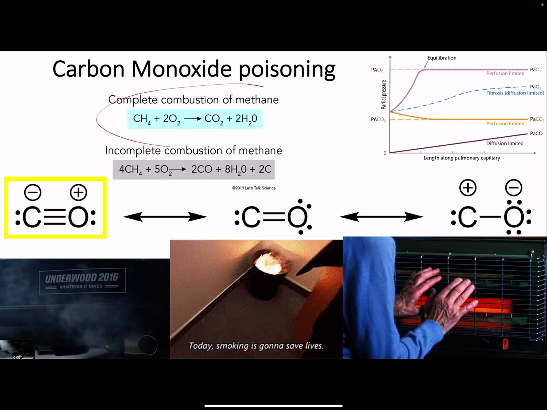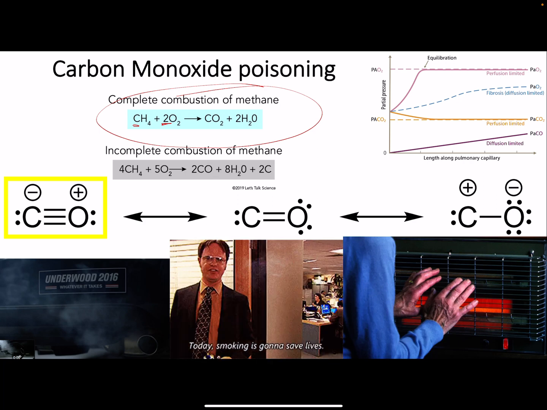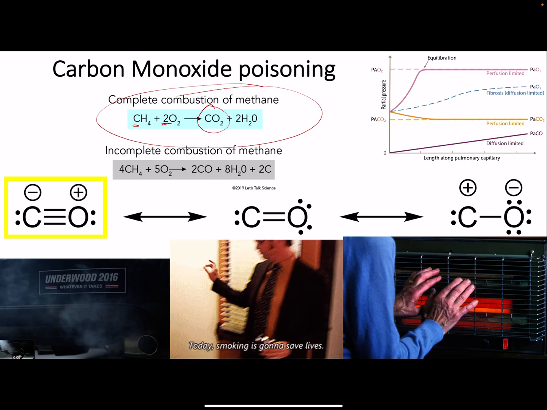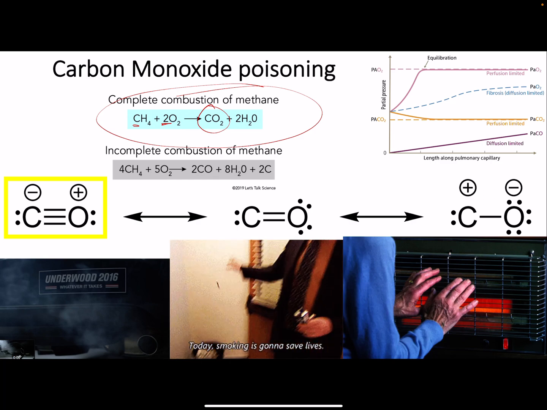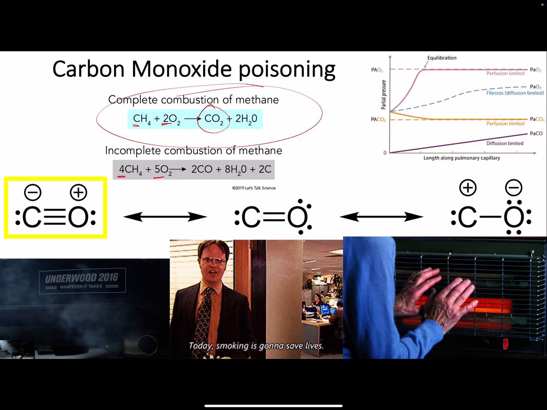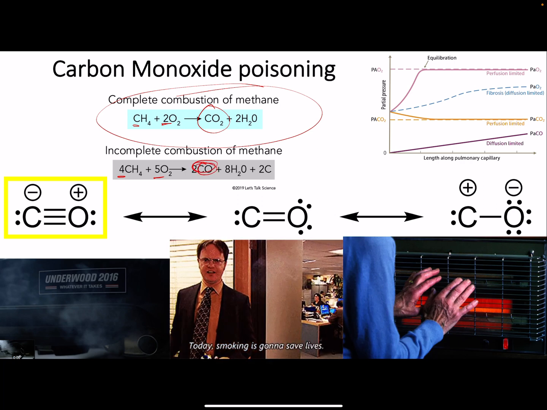Normal combustion, where we have excess oxygen, notice this is a 2-to-1 ratio, makes CO2, which is fine. But if you don't have enough oxygen, you get what's called incomplete combustion. Now this is a 4-to-5 ratio, right? We don't have as much oxygen compared to the amount of hydrocarbons. Now you start to produce carbon monoxide.